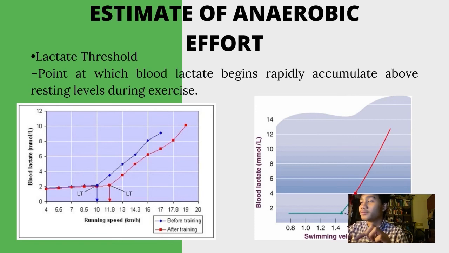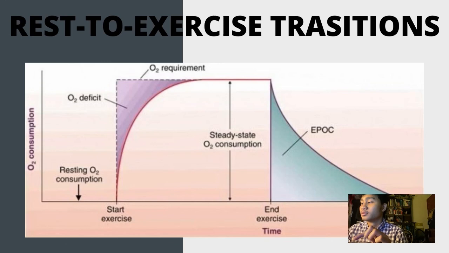So we go to the rest-to-exercise transition. You can see the graph when they start exercise and before resting. When they start exercise, there will be an oxygen deficit. Then we reach the oxygen requirement, how much oxygen you need to reach the steady state oxygen consumption. Then when exercise ends, the curve will decrease.